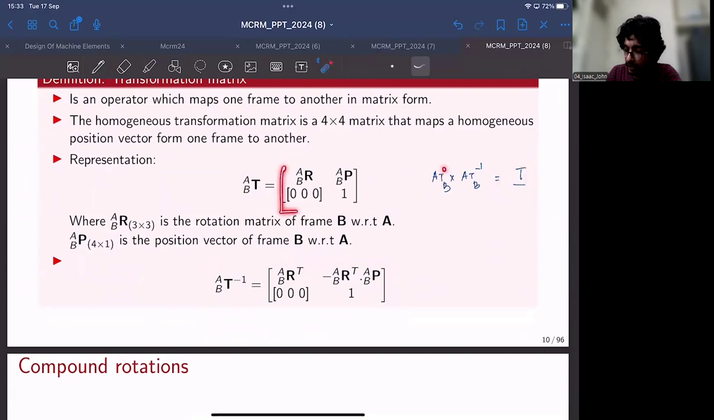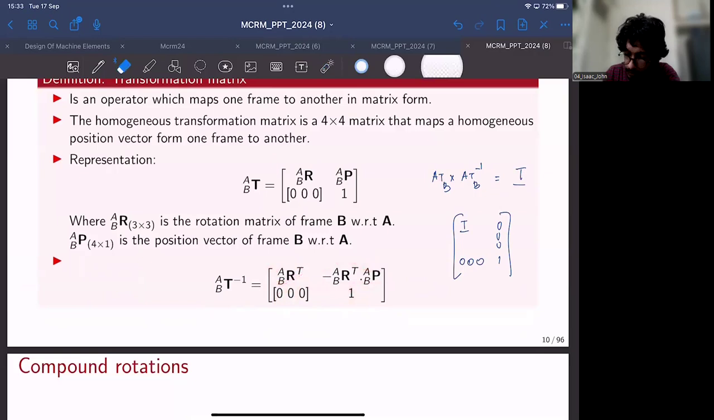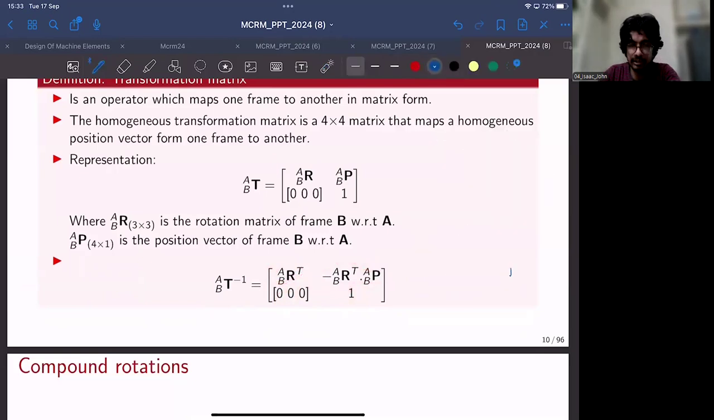So ATB, you know this by this term, and the identity matrix will be of the form I, 0, 0, 0. Then the final row would be 0, 0, 0, 1. And to obtain this, if you multiply this out and equate these things, you will be able to get each and every term of these values. You will be able to obtain exactly these equations. So that is about the transformation matrix and its inverse.